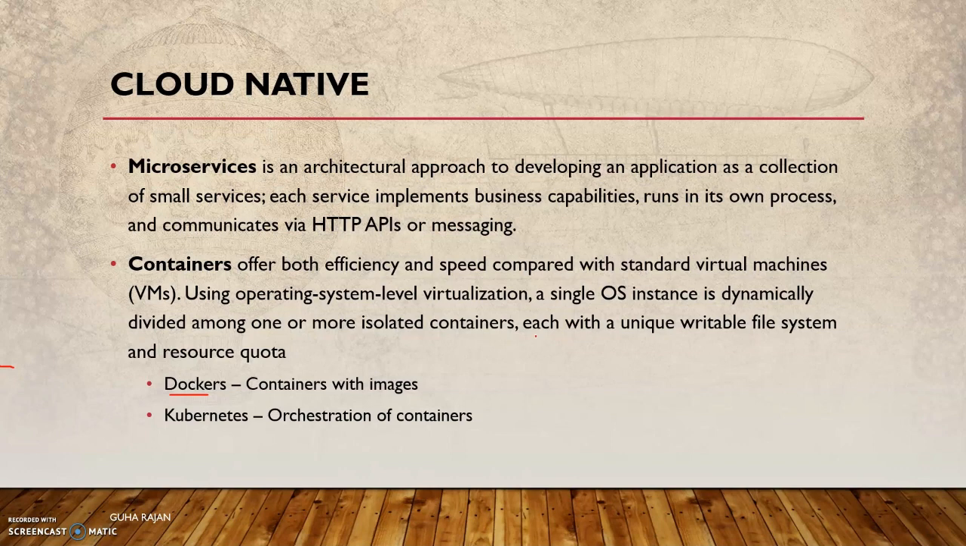Using operating system level virtualization, a single OS is dynamically divided into one or more isolated containers, each with a unique writable file system and resource quota. So that's where I said images with containers, with all the dependencies in a container, is Docker. And the orchestration part is Kubernetes.